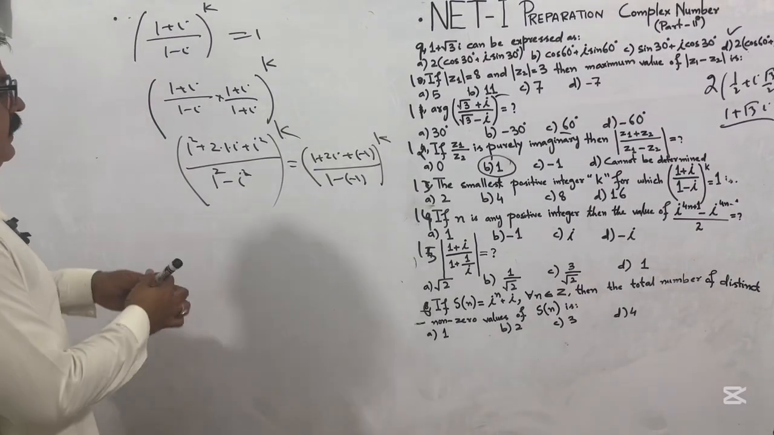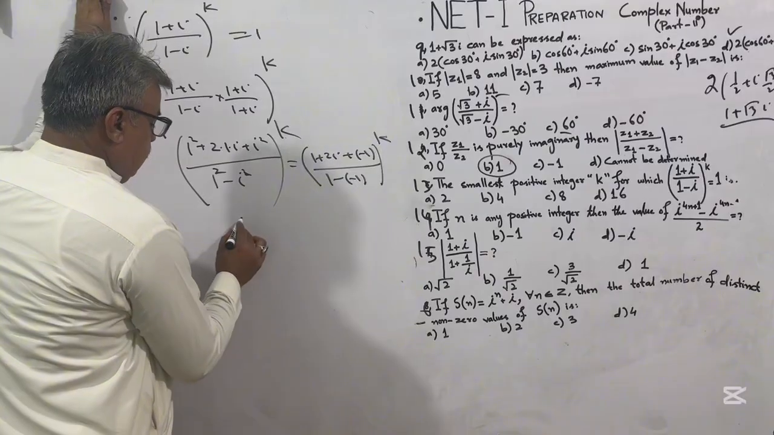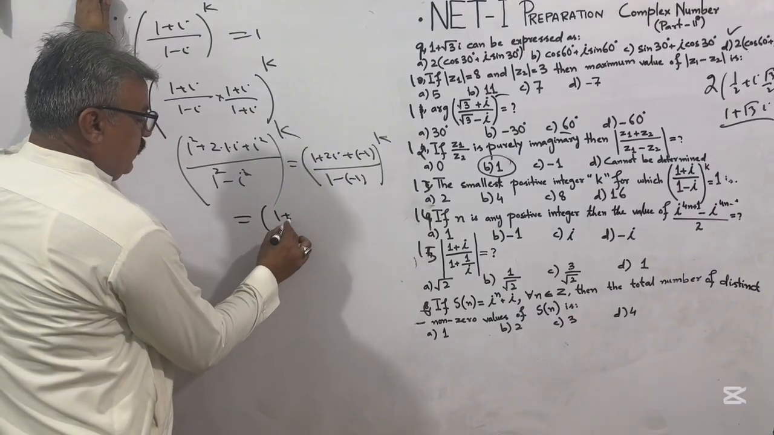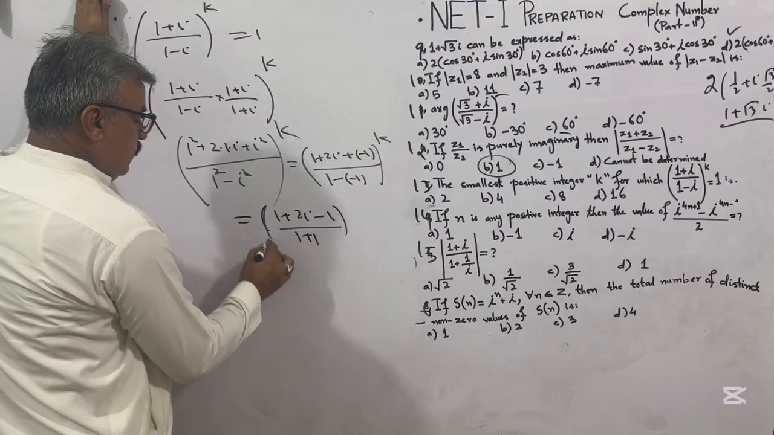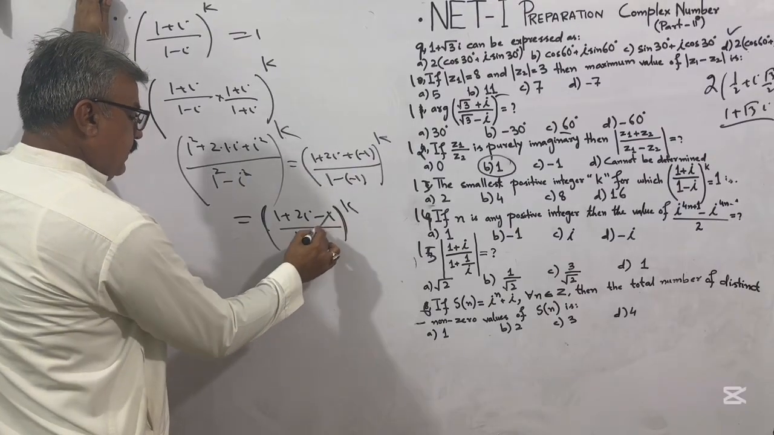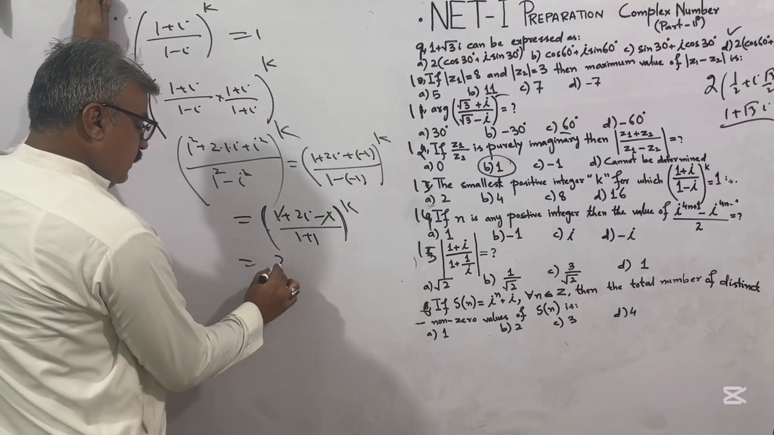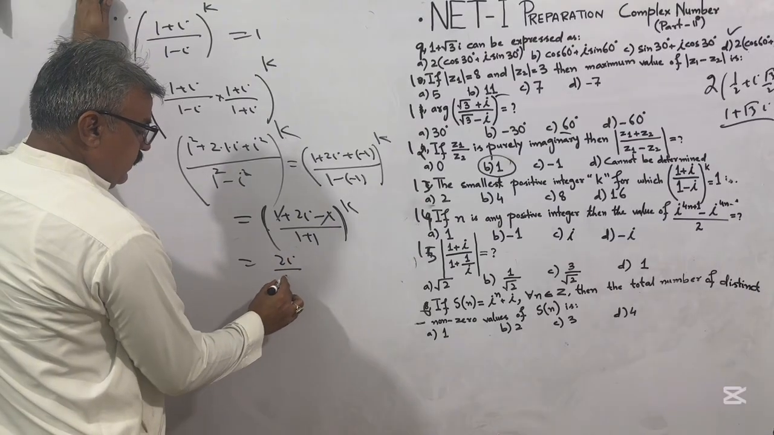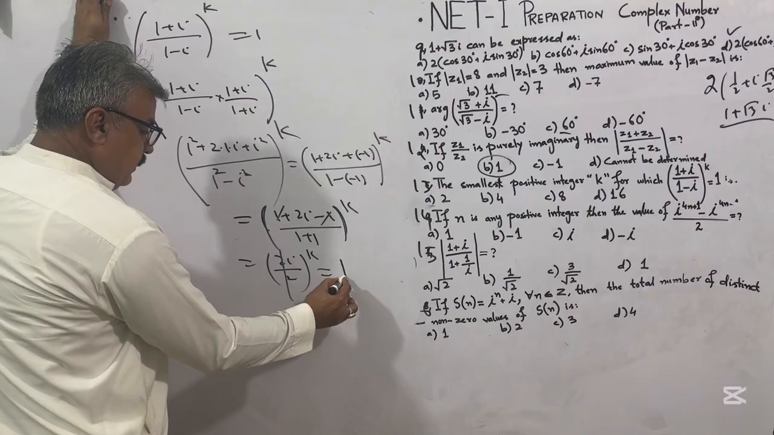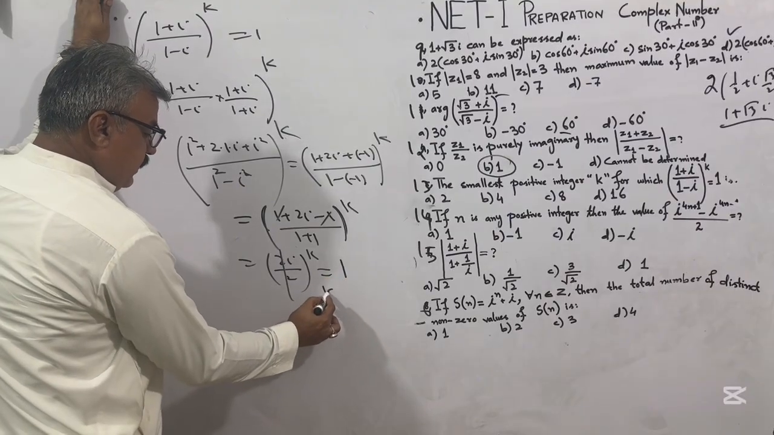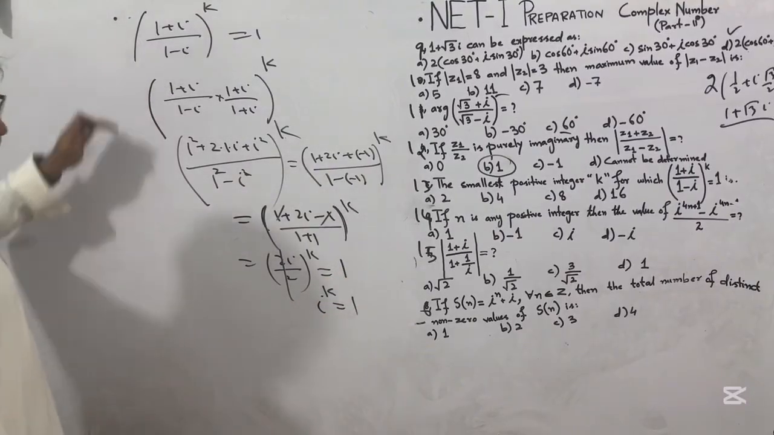Okay. Then let me write 1 plus 2 iota minus 1 divided by 1 plus 1 overall raised k. Cancelled out. 2 iota, 1 plus 1, that's 2 raised k. Cancelled out. It's equal to 1. Means iota raised k is equal to 1.